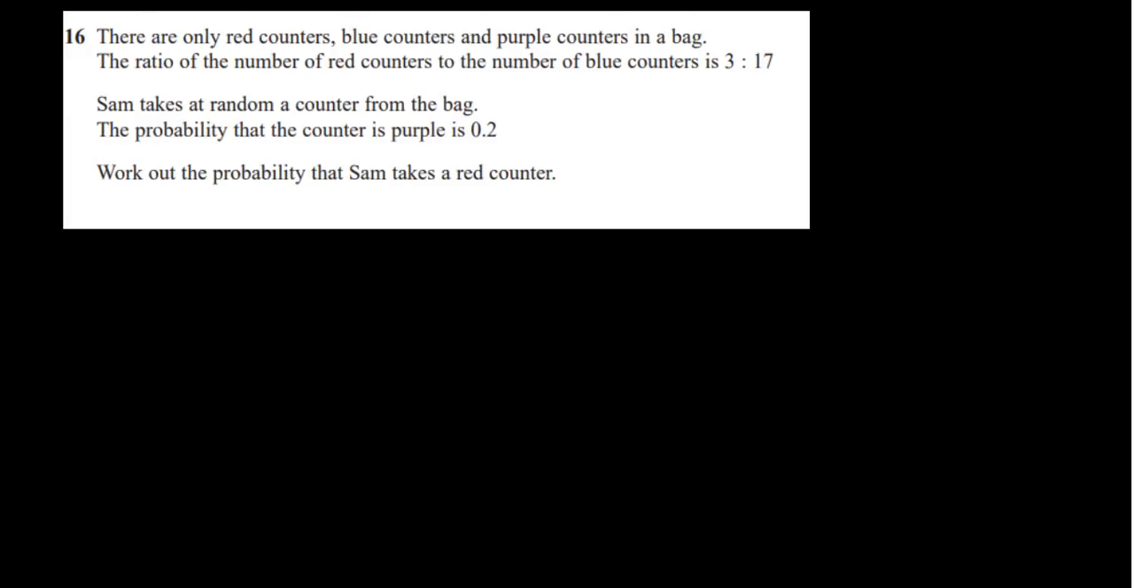There are only red counters, blue counters, and purple counters in a bag. The ratio of the number of red counters to the blue counters, so there's red to blue, is 3 to 17. That's 20 parts. Sam takes a random counter from the bag. The probability that the counter is purple is 0.2. Okay, let's stop there. Right, that's a lot of information and very important.